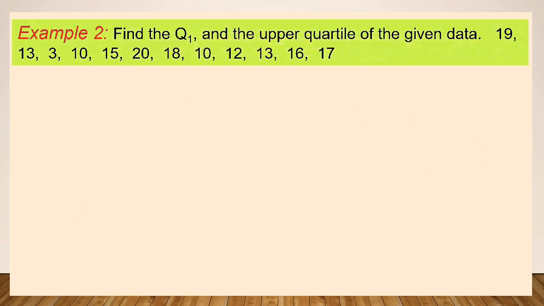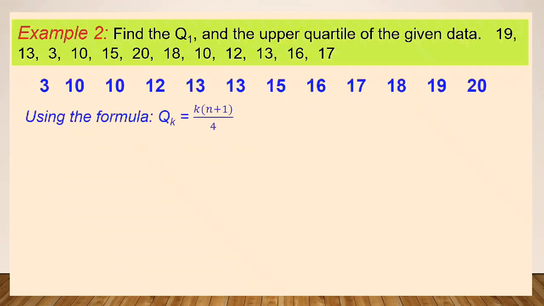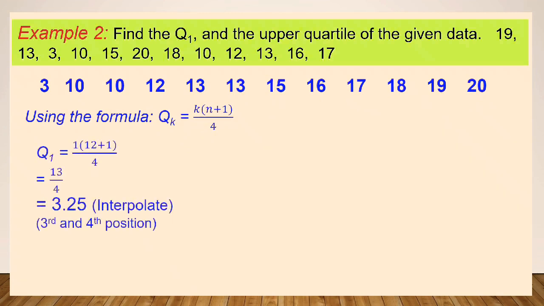In our second example, we're going to identify the lower and upper quartile in a given set of data. After we have arranged them in ascending order and substituted the values in our formula, for the lower quartile we have 1 times the quantity 12 plus 1 all over 4, that is equal to 13 over 4. Getting its quotient results to 3.25. So class, observe that the value that we get here is different from the first example that we have.